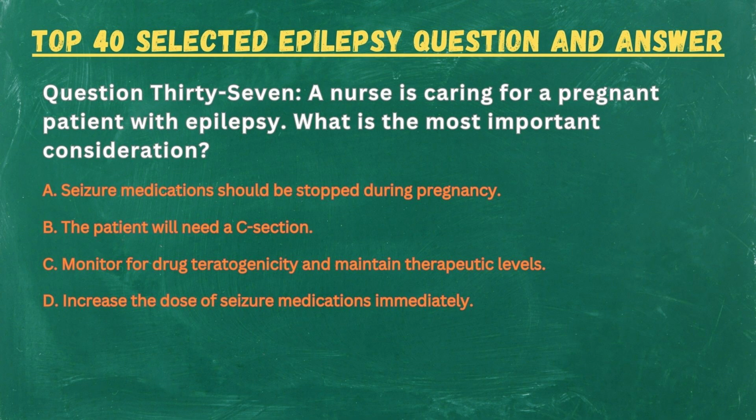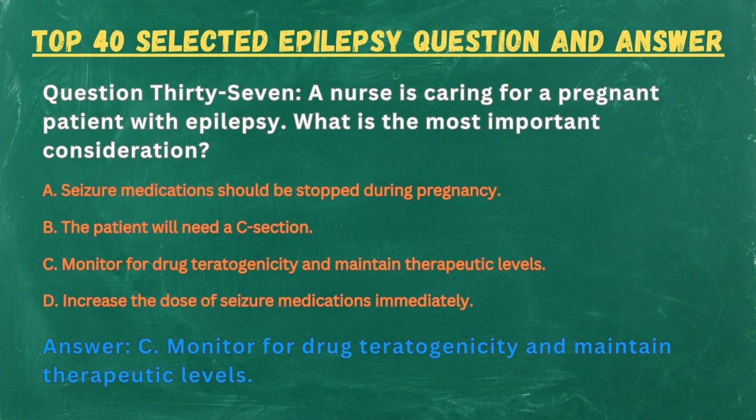Question 37. A nurse is caring for a pregnant patient with epilepsy. What is the most important consideration? A. Seizure medications should be stopped during pregnancy. B. The patient will need a C-section. C. Monitor for drug teratogenicity and maintain therapeutic levels. D. Increase the dose of seizure medications immediately. Answer: C. Monitor for drug teratogenicity and maintain therapeutic levels.